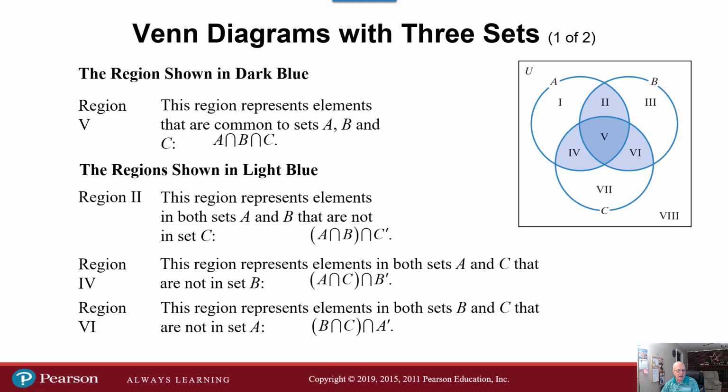Clear the ink, and we'll go to region 6. So region 6, where is that? Region 6 is over here. And if you've got region 2 and region 4, region 6 is very similar. It's in B and C, which means this, but it's not in A. Did you follow that? If you didn't, you can go back, try it again, try it by yourself, come through the video until you finally get it. It'll be worth your effort.